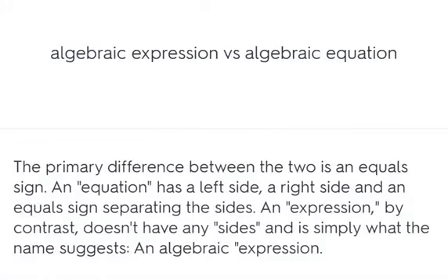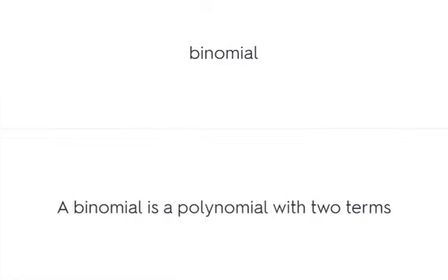Algebraic expression versus algebraic equation. The primary difference between the two is an equal sign. An equation has a left side, a right side and an equal sign separating the sides. An expression, by contrast, doesn't have any sides and is simply what the name suggests, an algebraic expression. Binomial. A binomial is a polynomial with 2 terms.